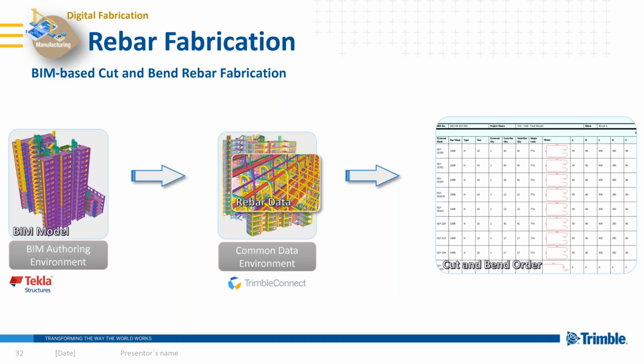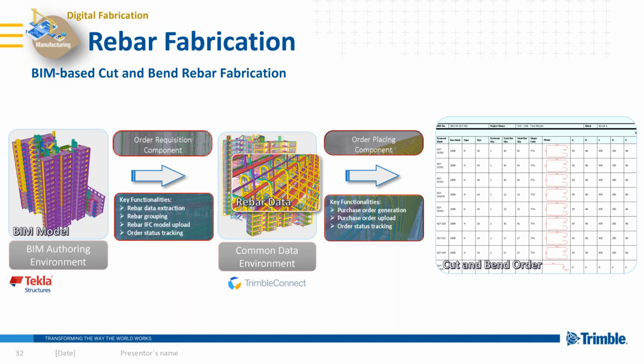There are two components in the cut and bend ordering process: order requisitions put up by the BIM detailer, and order placing put up by project managers or whoever is responsible for the rebar fabrication ordering. The first component resides in Tekla Structures, the ordering environment, dealing with rebar data extraction and grouping, uploading of the rebar IFC to the CDE platform, and keeping track of order status.